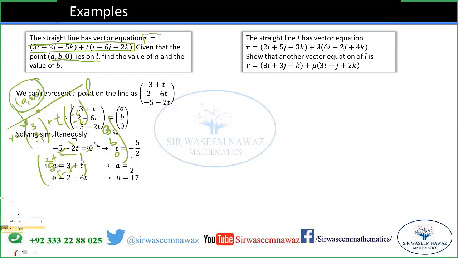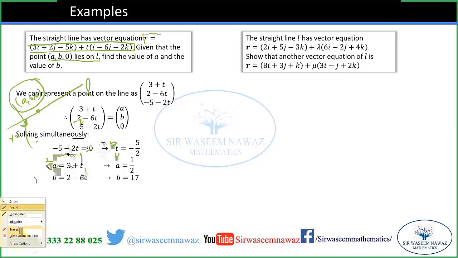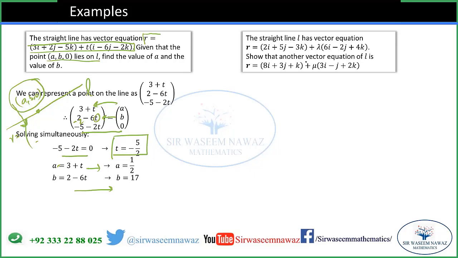Our first equation will be this one, -5 minus 2t equals 0. Okay, so that will be our first equation. So I get the value of t here, and when I place the value of t here, I will get the value of b, and similarly when I place this value of t here, I will get the value of a.